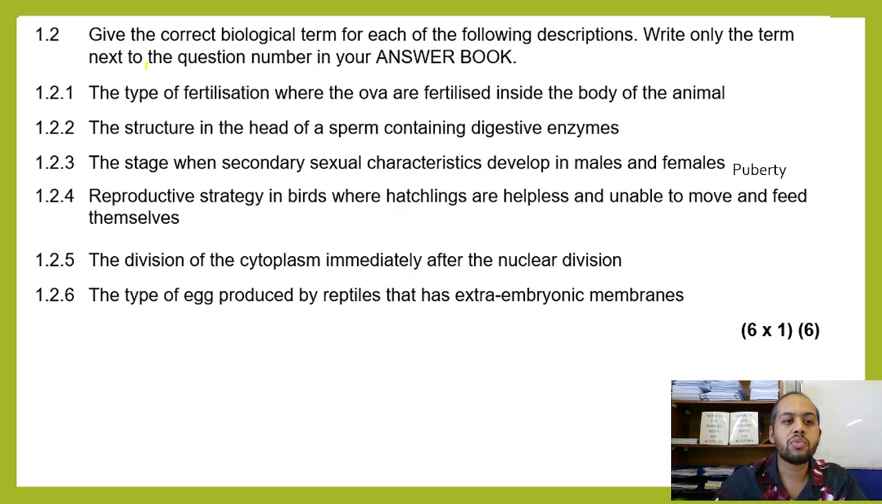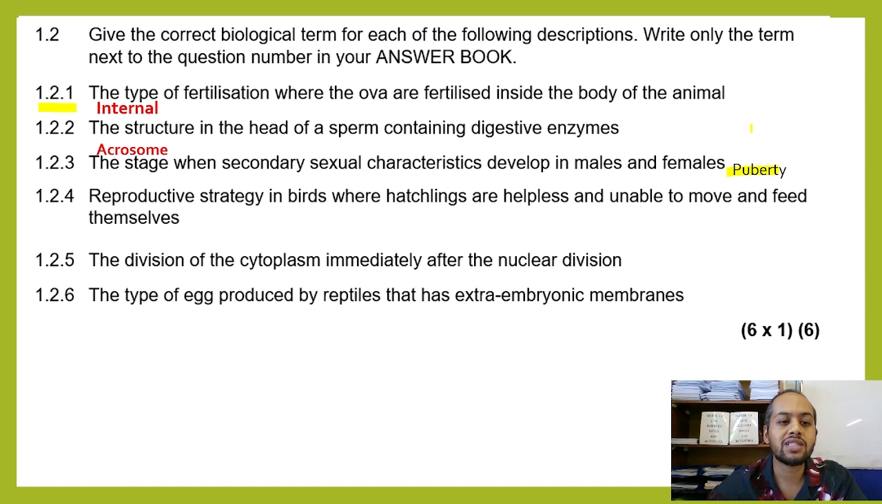The next question, 1.2, says give the correct biological term for each of the following descriptions. 1.2.1, the type of fertilization where the ova are fertilized inside the body of the animal is referred to as internal fertilization. 1.2.2, the structure in the head of sperm containing digestive enzymes is referred to as the acrosome. 1.2.3, the stage when secondary sexual characteristics develop in males and females is referred to as puberty.